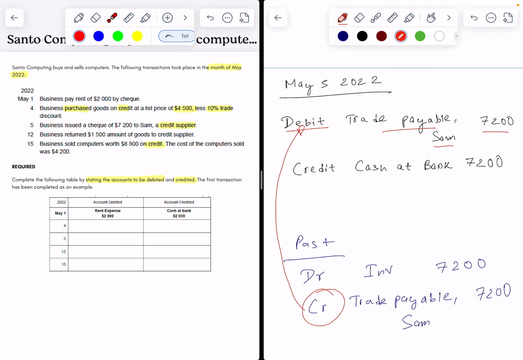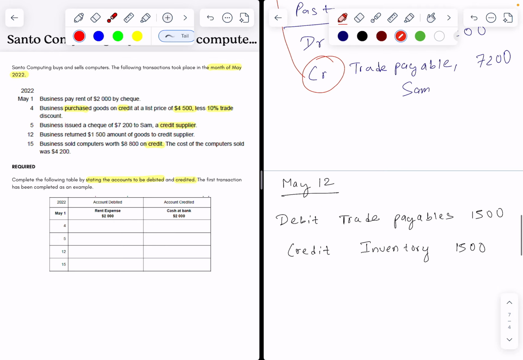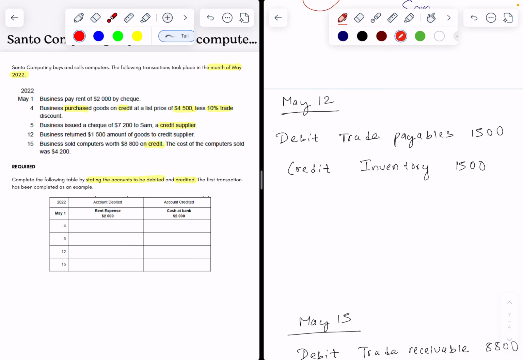And because we have used funds available in the bank account, which the transaction clearly mentions check, it means our funds available in the bank account will decrease, which means assets are decreasing. And when assets decrease, we credit them. So we will credit the cash at bank account by $7,200, okay? All right. So now let's move to the fourth transaction on May 12, 2022.